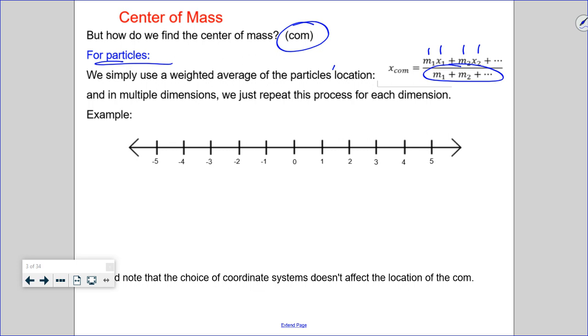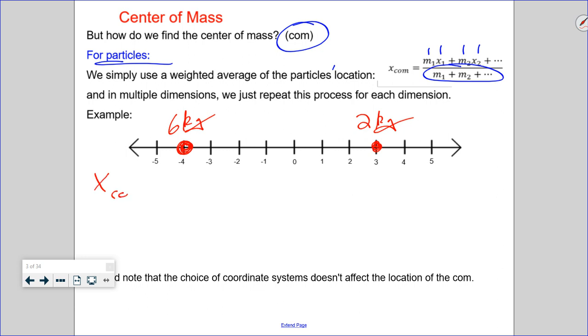So let's do a quick example. I've got this number line here. Let's suppose that on a number line, maybe we put a 6 kilogram object here at a position of -4, and maybe over here at a position of 3, maybe we put a 2 kilogram object there. All right, and I want to find the center of mass, the average position of all of the matter in the system. Okay, well, you just use the equation there.